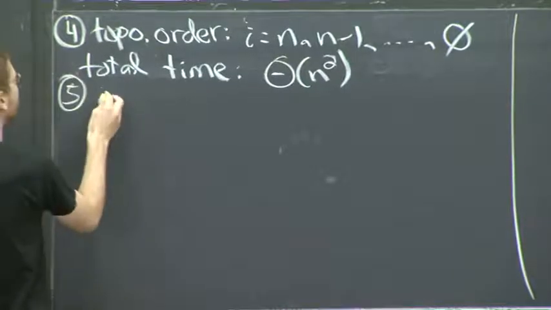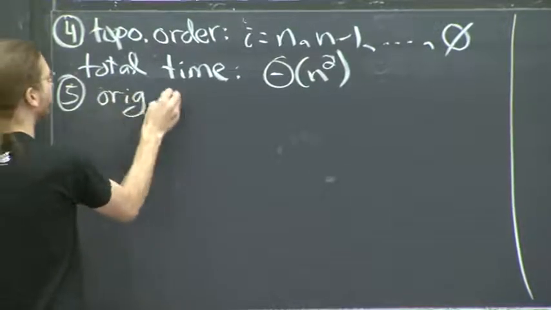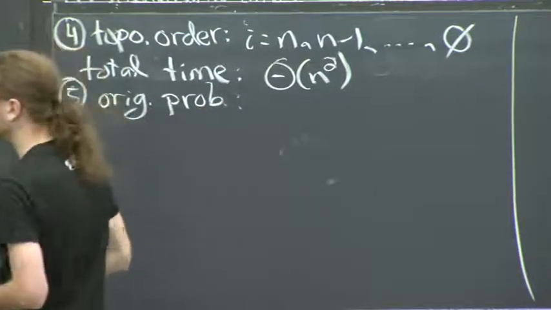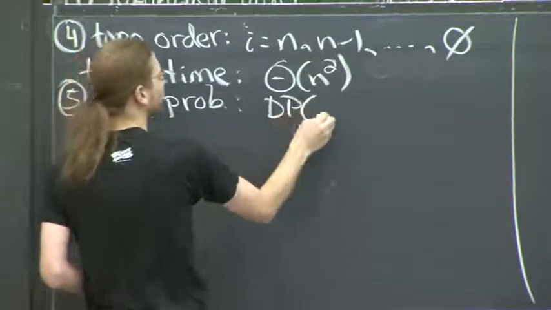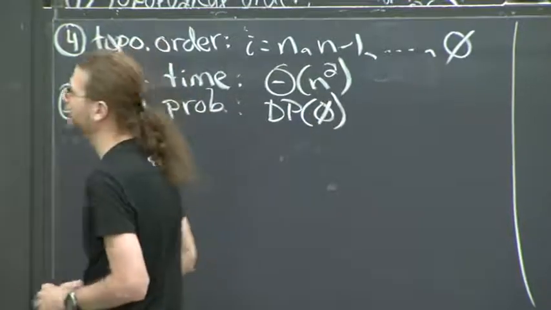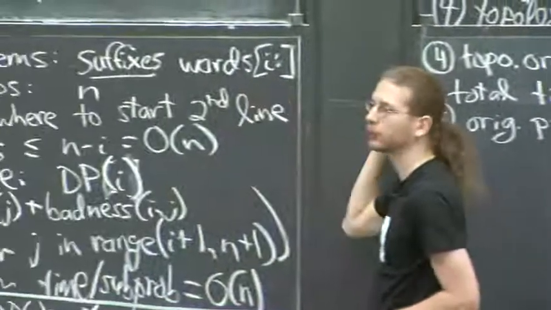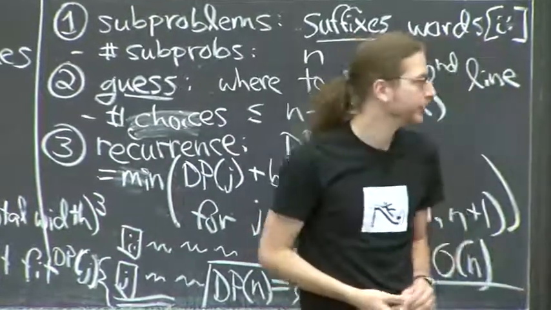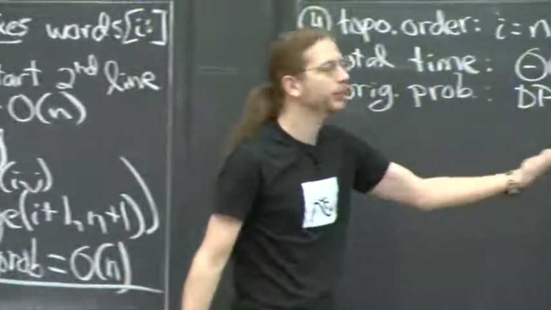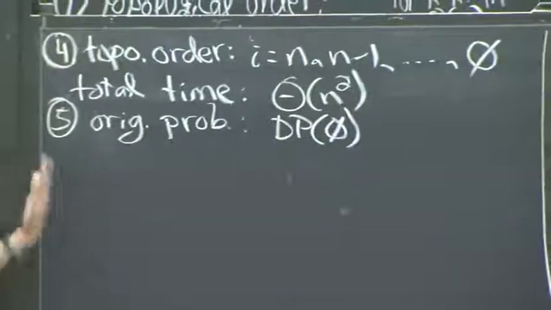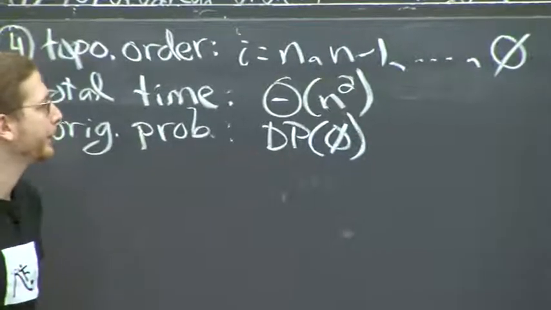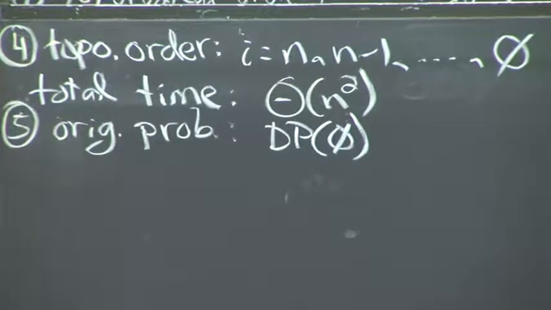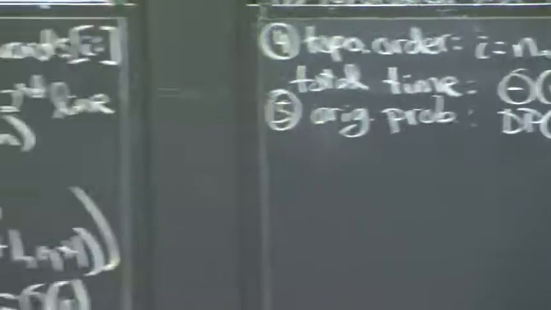Then finally, we have to check that the original problem actually gets solved. And in this case, the original problem we need to solve is dp of 0. Because dp of 0 means I take words from 0 onwards. That's everybody. So that's the actual problem I want to solve. So we work backwards. We solve all these subproblems that we don't directly care about, but then the first one is the one we want, and we're done. So in quadratic time, we can find the best way to pack lines, pack words into lines. Question?